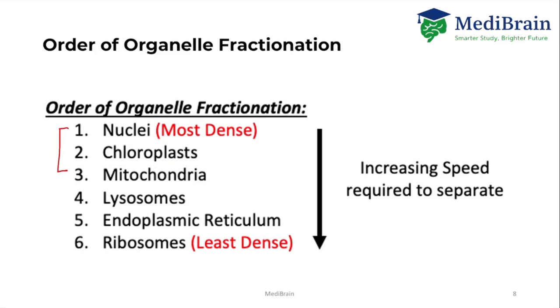And remember, centrifugation is all due to density. It will separate the organelles based on density. And you need to know the order of the organelle fractionation. The most dense is the nuclei, then it's the chloroplast, then it's the mitochondria, then the lysosomes, then the endoplasmic reticulum, and finally the ribosomes.